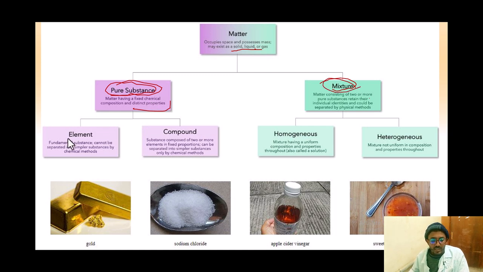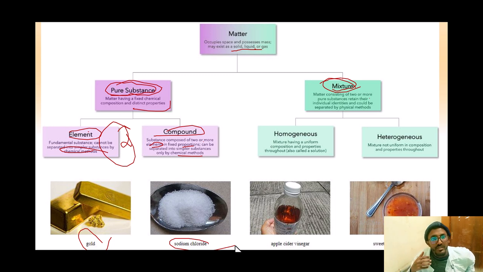A pure substance could be an element or a compound. An element is a fundamental substance that cannot be separated into simpler substances by chemical methods. If we cannot change this pure substance, we take it as an element, for example gold. A compound is a substance composed of two or more elements in fixed proportions, and can be separated into simpler substances only by chemical methods. For example, sodium chloride is a compound, but still a pure substance.